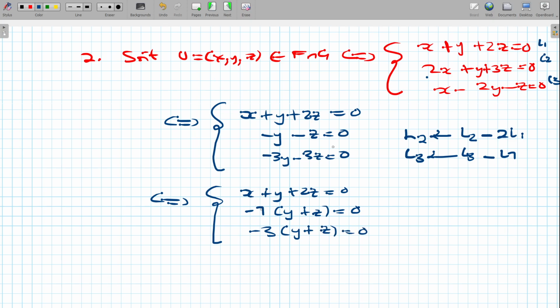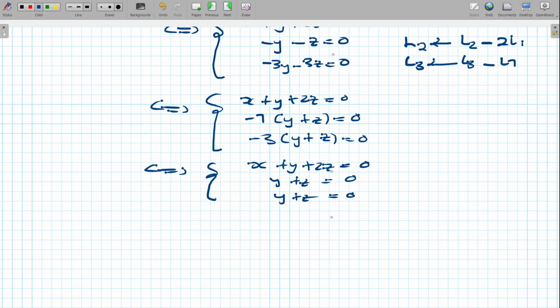So you can see that we have the same line. Here we can divide by minus 1. Here we can divide by minus 3. Such that what we have in the end is x plus y plus 2z is equal to 0. Then here you're going to have y plus z is equal to 0. And then here you have y plus z is equal to 0. So we can actually see here that it's the same line.